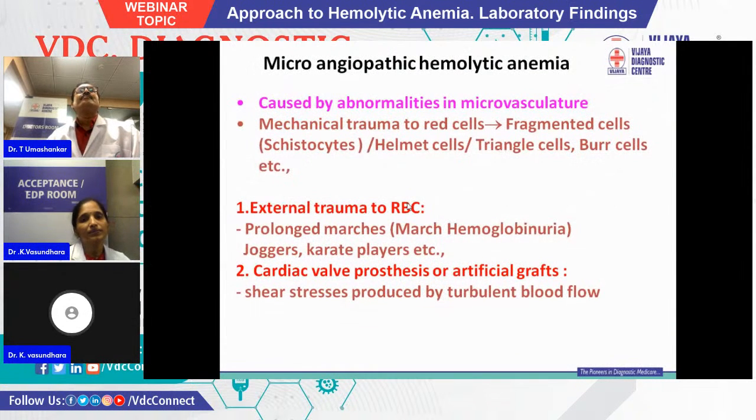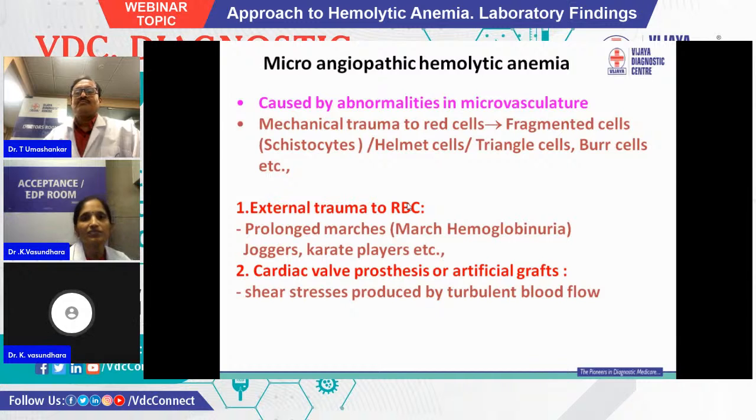Next includes the microangiopathic hemolytic anemia. It's also called fragmentation syndromes. It's mainly caused by the abnormality in the microvasculature. Because of the abnormality in the microvasculature, the RBCs are exposed to shear stress, causing trauma to the red cells, leading to fragmentation of the RBC membrane and forming the fragmented RBCs. And these fragmented RBCs can be of any type, can be schistocytes, burr cells, and helmet cells.